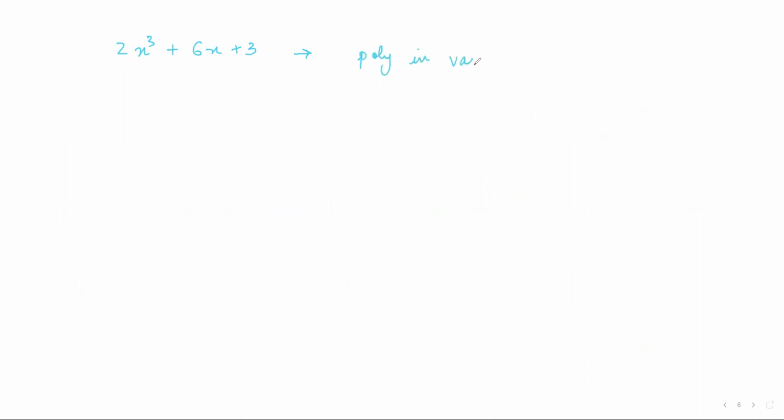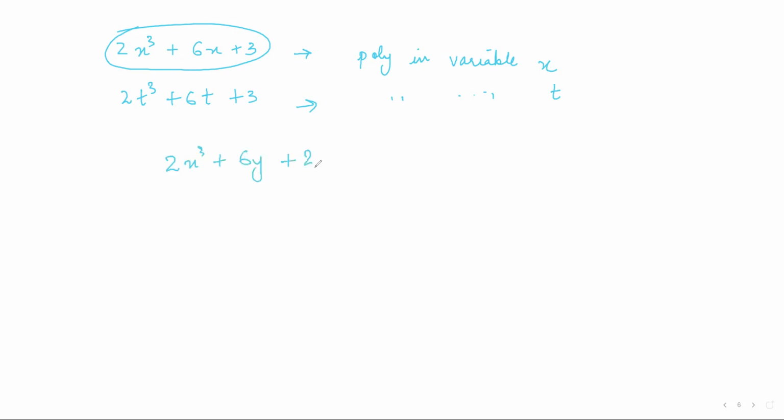in variable x, right? If I simply convert it to 2t cubed plus 6t plus 3, it becomes a polynomial in variable t, understood? So you can take any variable. Now, because this has only one kind of variable, I mean, only one variable is there in this polynomial, but you can have it this way also. So this is a polynomial in two variables, understood? This is called a polynomial in two variables.